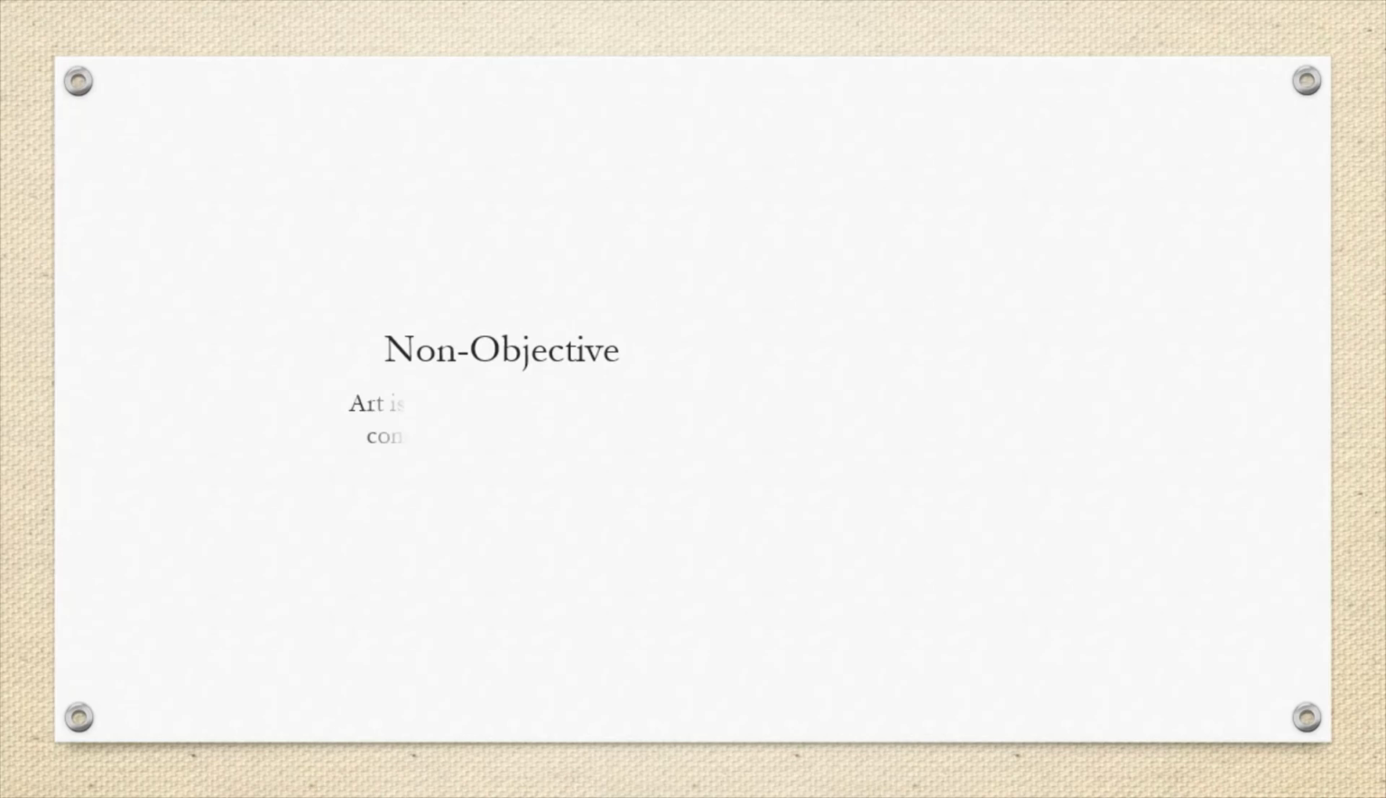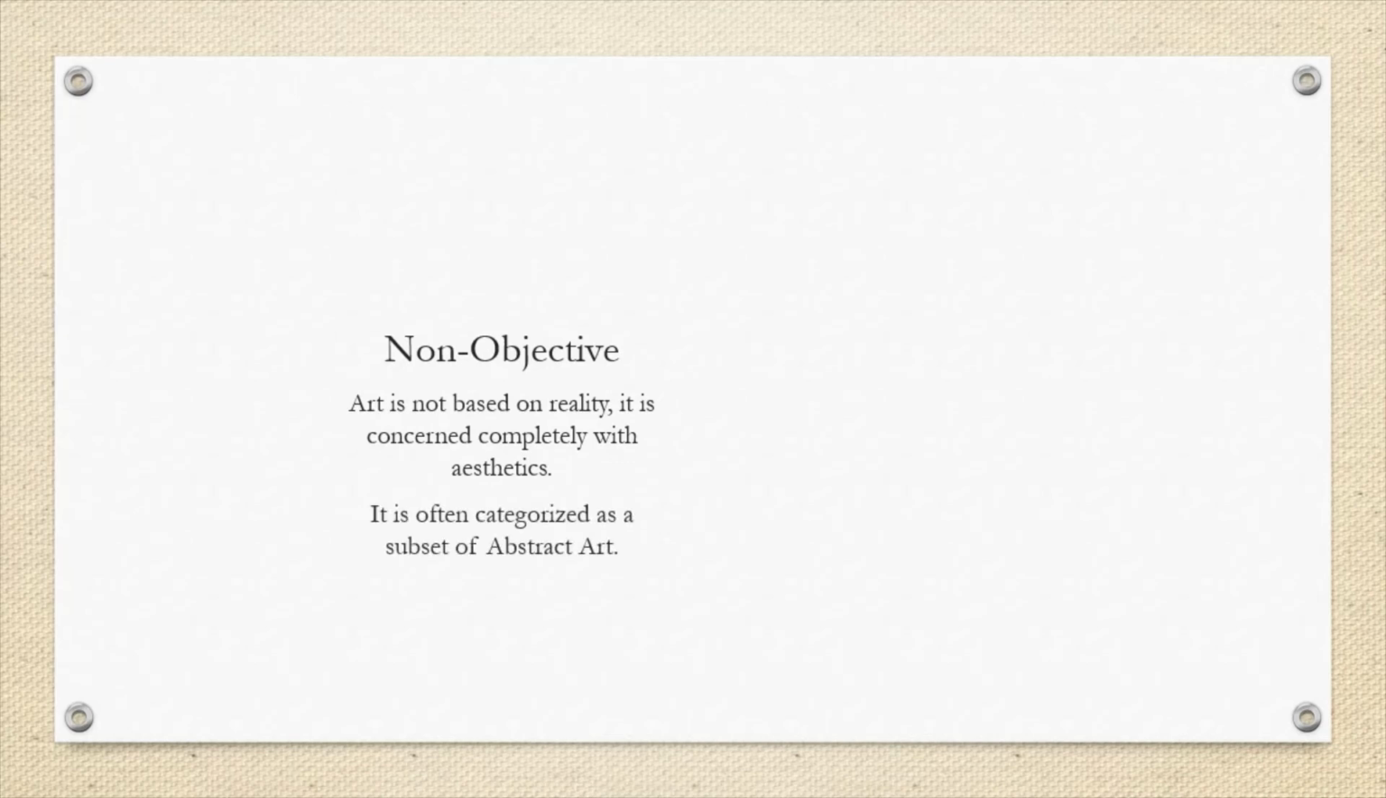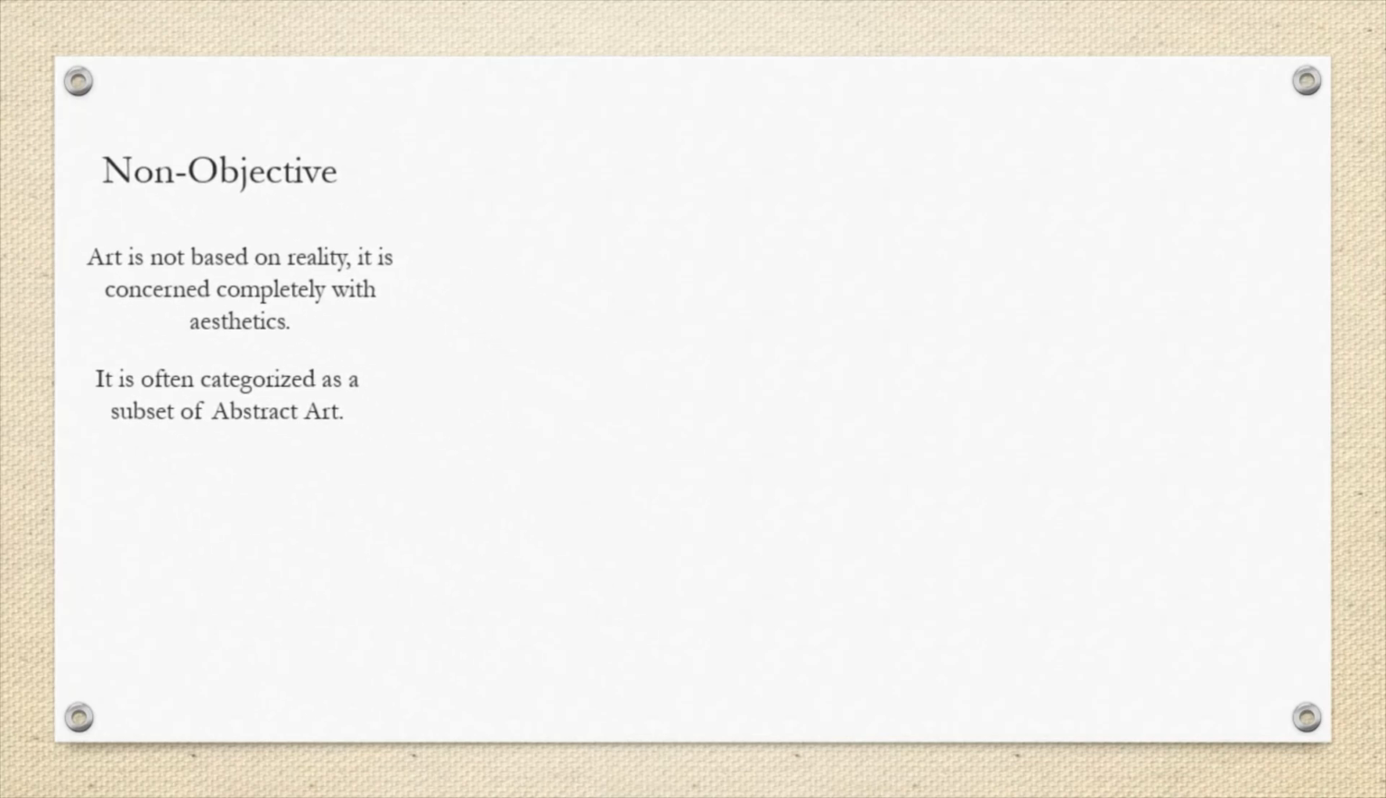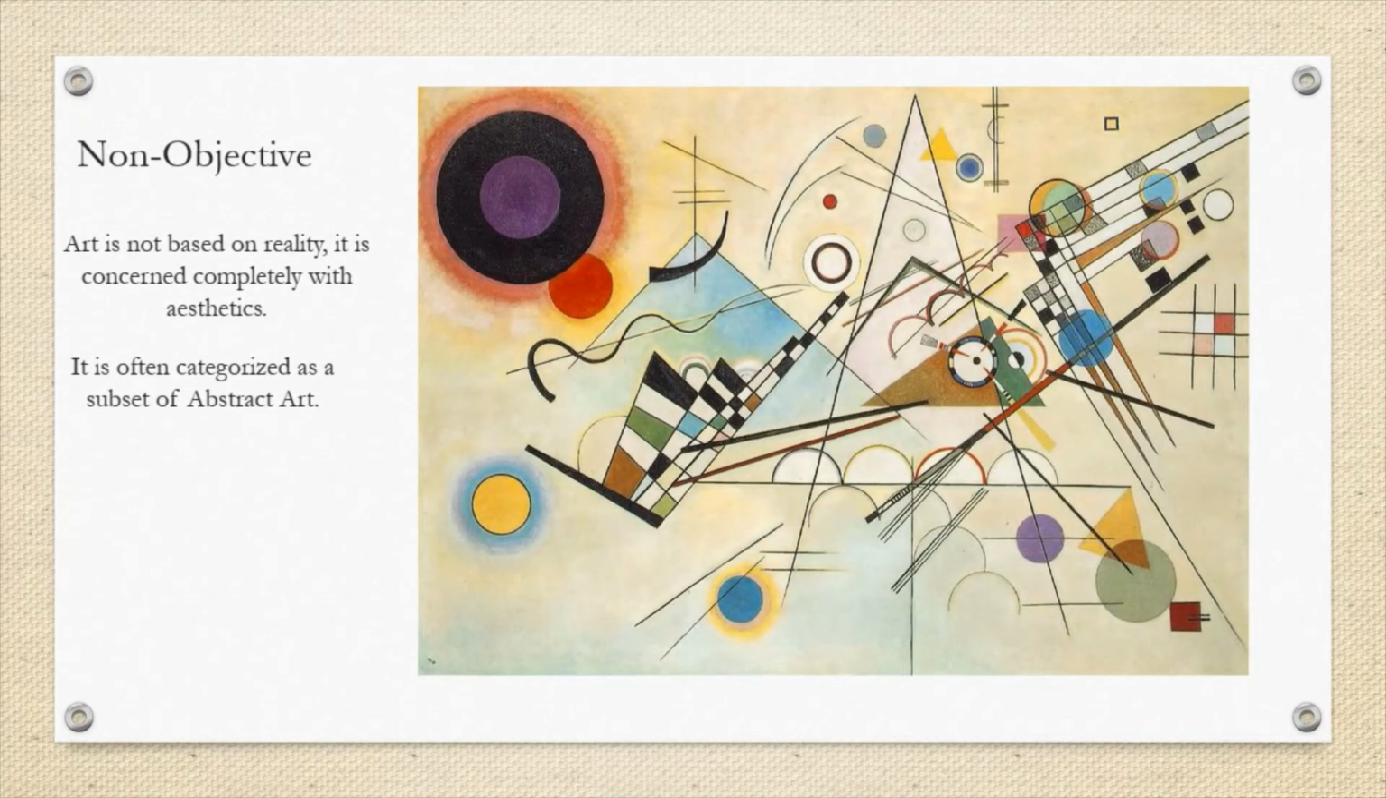The third category of art is non-objective art. This art is not based on reality. It's concerned completely with aesthetics. Some people put non-objective art in the abstract art category, or as a subset of abstract art. Let's look at this painting by Vasily Kandinsky, 1923. The title of this painting is Composition 8. Well, that doesn't give us anything to think this is supposed to look like in reality.